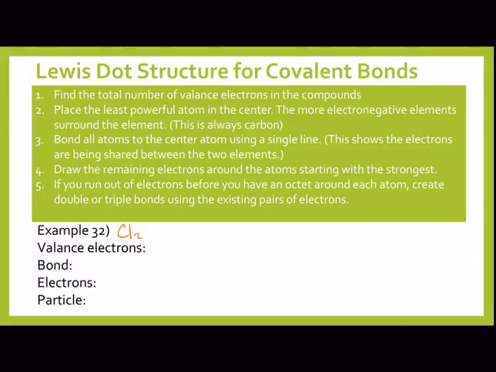Next example is Cl2. Chlorine has 7 valence electrons, so we have 14 total. So we draw our 2 chlorine. And our bond between them, and then we fill in with the rest of our electrons, and that is 14 electrons.